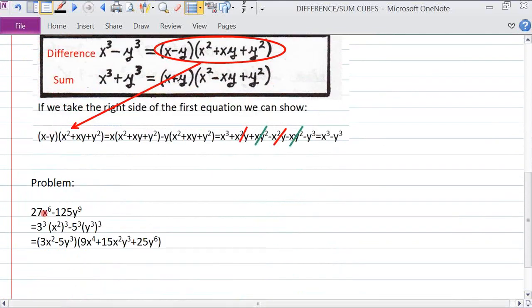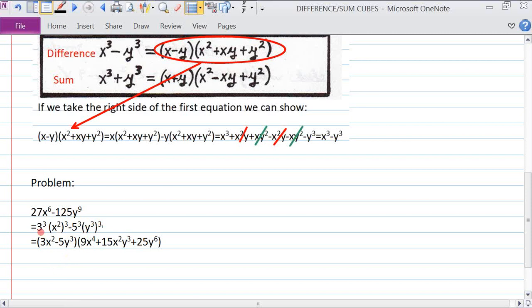So here we have a problem where we have 27x to the 6 minus 125y to the 9th. Now 27 is 3 cubed. x to the 6th is x squared cubed, because 3 times 2 gives me 6. Instead of 125, I write 5 cubed. Instead of y to the 9th, I write y cubed cubed. 3 times 3 is 9.